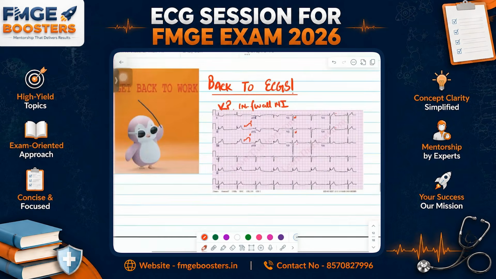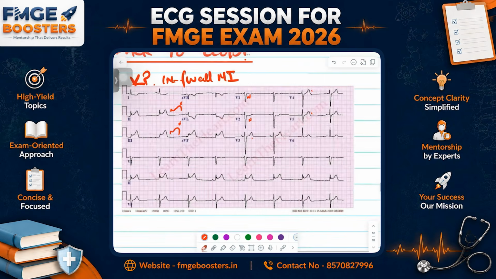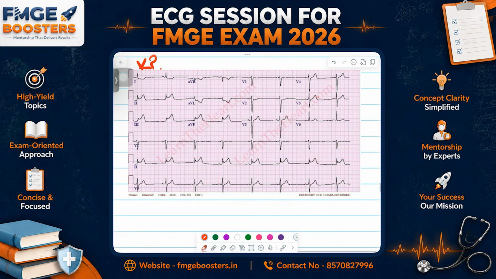Now we will diagnose the ECGs here. Now tell me, what is the diagnosis here? Let's talk. Now let's look at V1, V2. It is normal, right? No depression, no elevation. There is a little, but not very significant. V4, V5 not that significant.